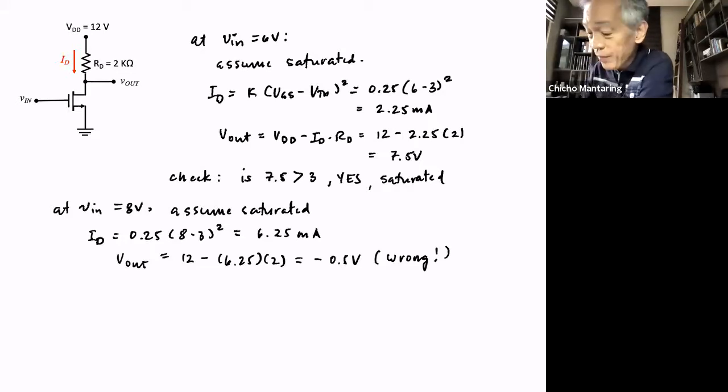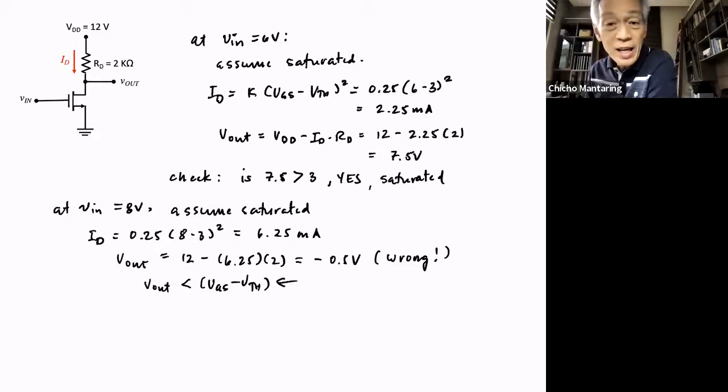And if you do the check, you're going to see that Vout is going to be less than VGS minus VTH. Meaning to say, it is not saturated, no? It is linear. And therefore, mali. Hindi pwedeng tama itong value to.